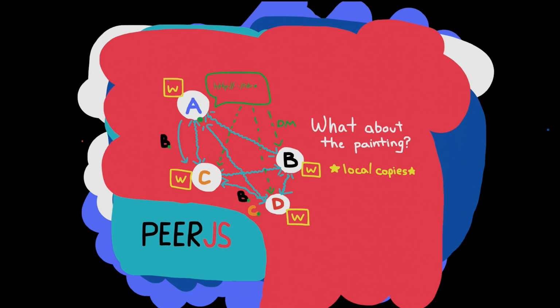Now, you might be thinking, what about the painting? With this connection setup, each person stores their own local copy of the whiteboard. When someone makes a change on their local board, they broadcast their changes to the others, who make the corresponding change on their copies. This distributed setup allows for large canvas sizes with very little network usage.